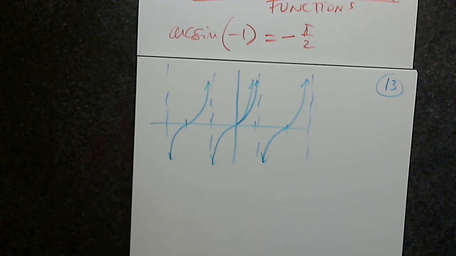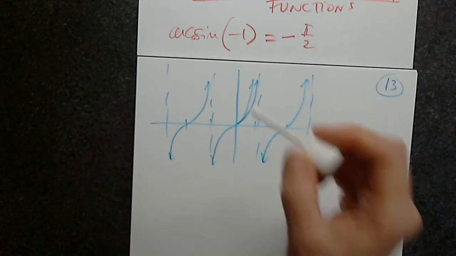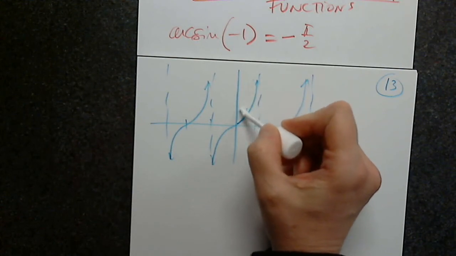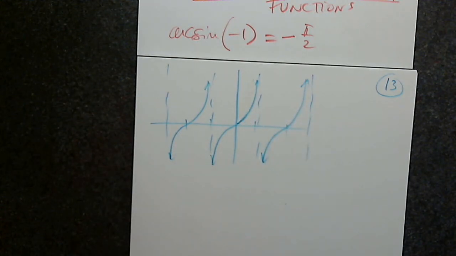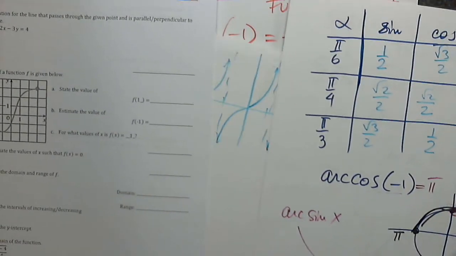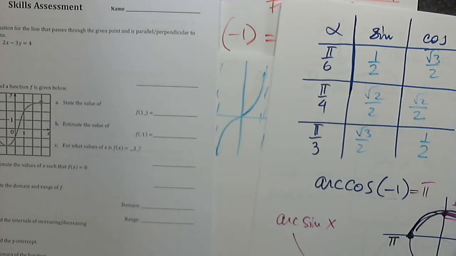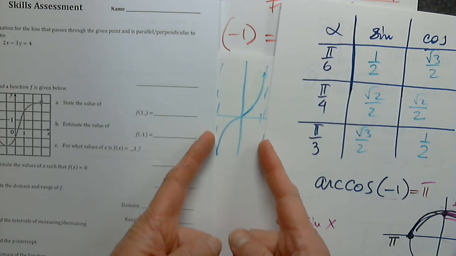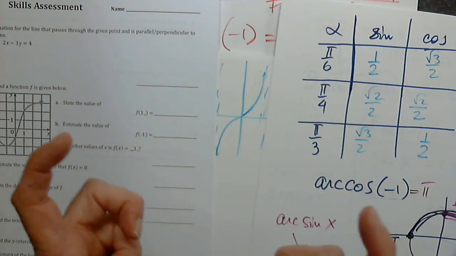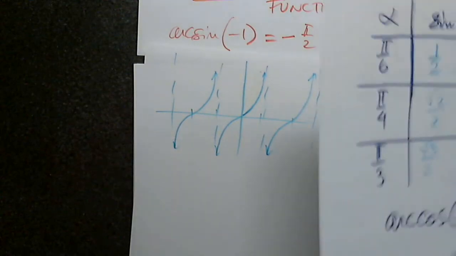Is this function one-to-one? No, it's not one-to-one. But now it is. It's not one-to-one by the horizontal line test. But now it is, because we truncated its domain to between negative pi over 2 and pi over 2, open. So now it is.